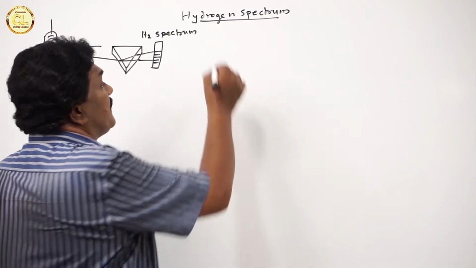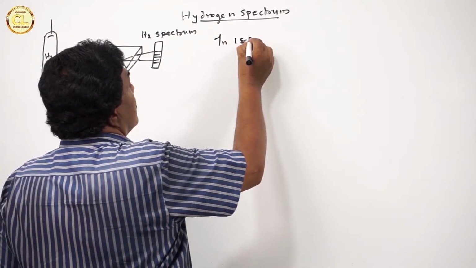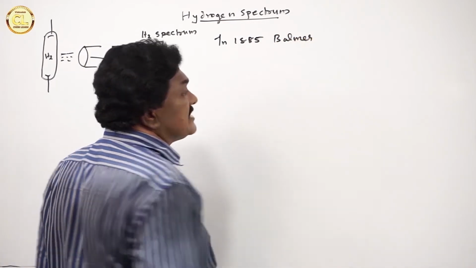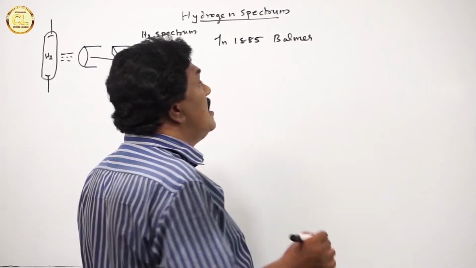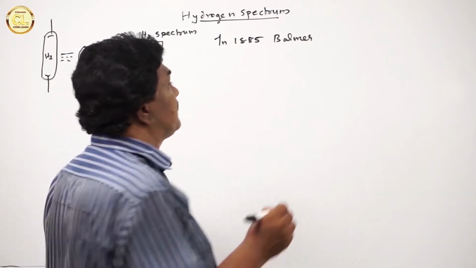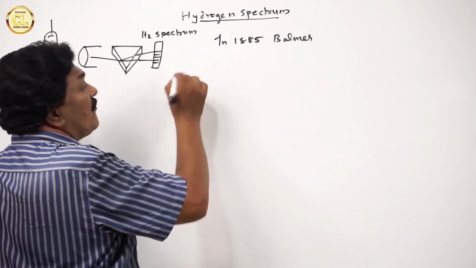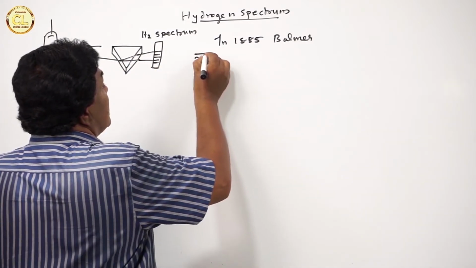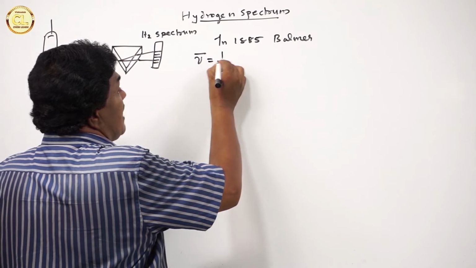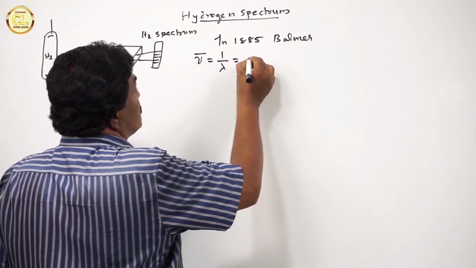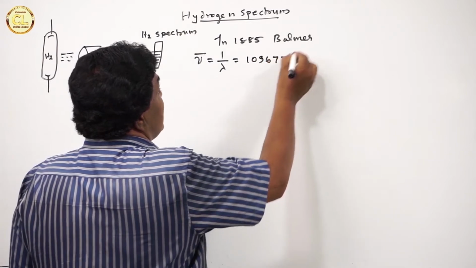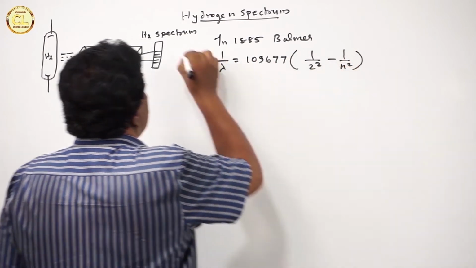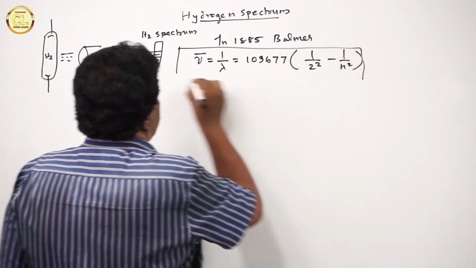In 1885, Balmer discovered a series of lines in the visible region, and this series is called Balmer series. He suggested that for any line of this series, the wave number is expressed by the equation nu bar equals 1 by lambda equals 109677 into (1 by 2 squared minus 1 by n squared). This formula is called Balmer formula.